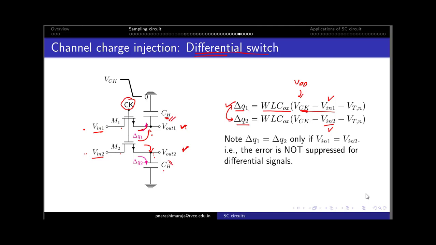And then when I try to read the output voltages Vout1 and Vout2 differentially, I could eliminate this channel charge injection error as a kind of common mode error. Okay, so there is something that works in this particular way. Again, this method does not do a great job of eliminating the channel charge injection.